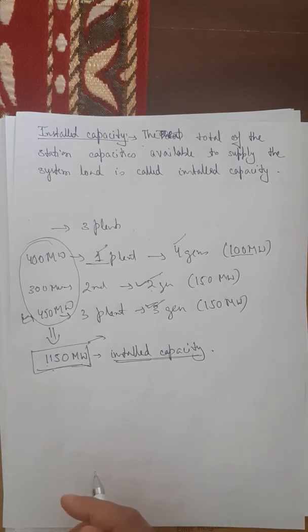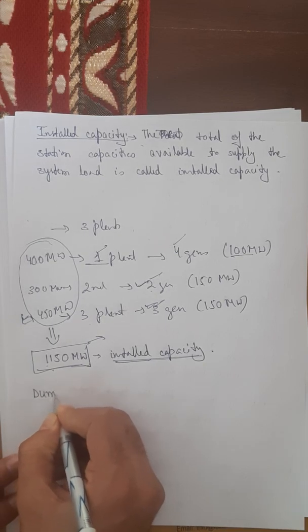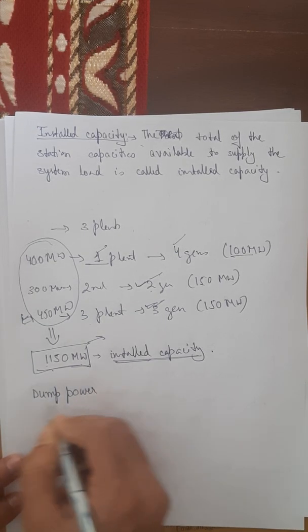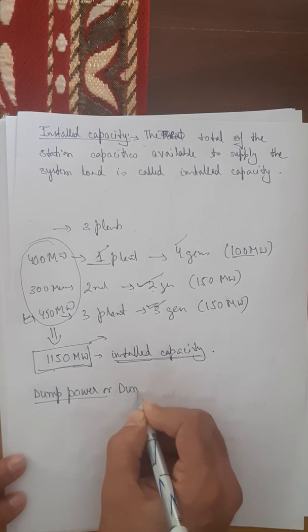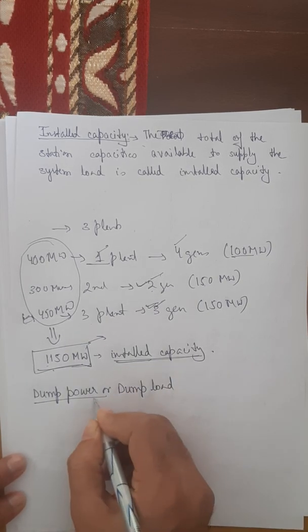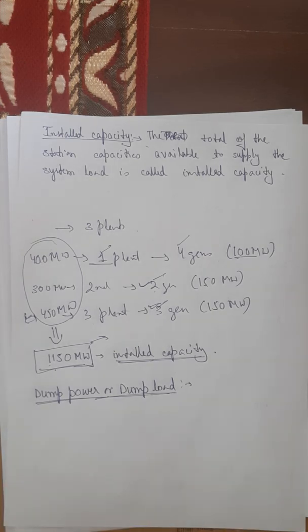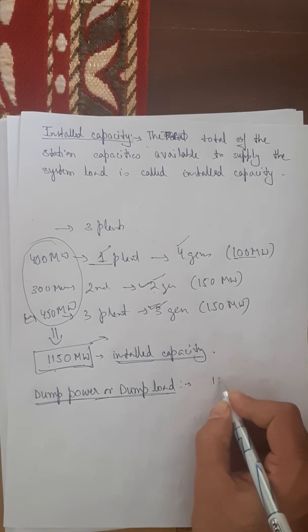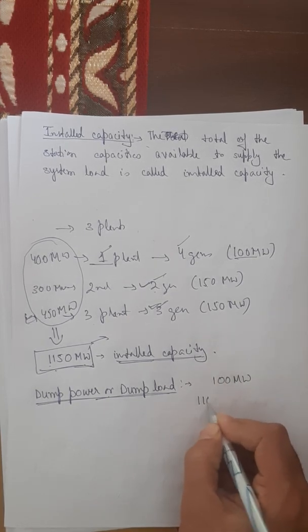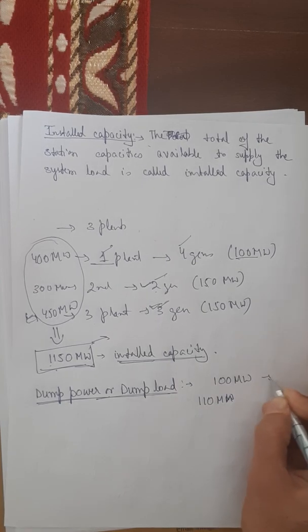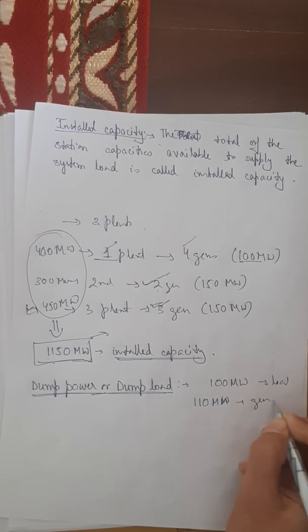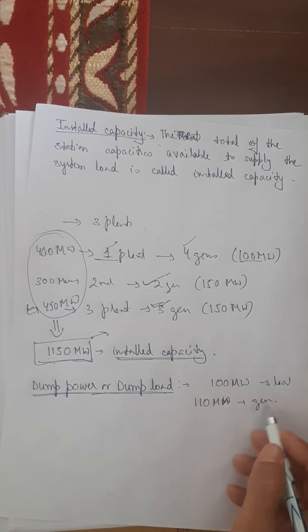Okay. So then one more term is there which is called dump power or dump load. So what do you mean by dump? Dump means anything which is in excess and you want to get rid of that thing. That is called dump. Suppose my load is 100 megawatt and my generation is 110 megawatt. This is my load and this is my generation.